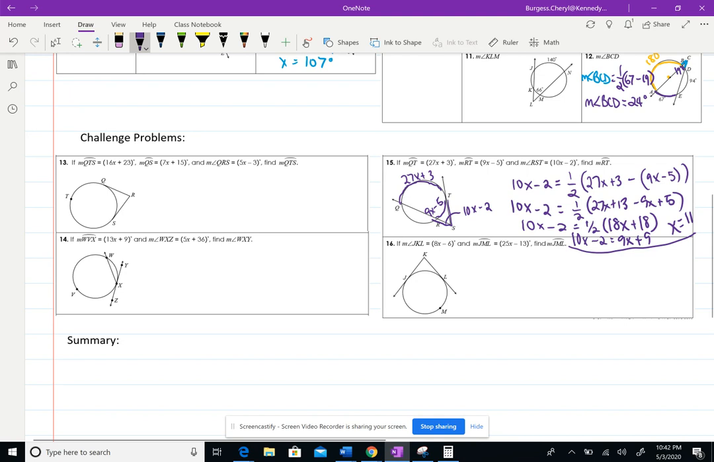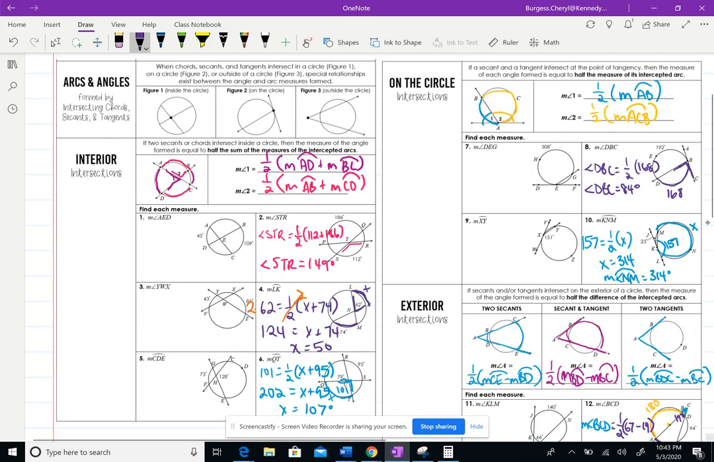So that was number 15. But did we solve the problem? No, because they asked for arc RT. So the measure of arc RT is equal to 9x minus 5. 9 times 11 minus 5. 99 minus 5 is 94 degrees.